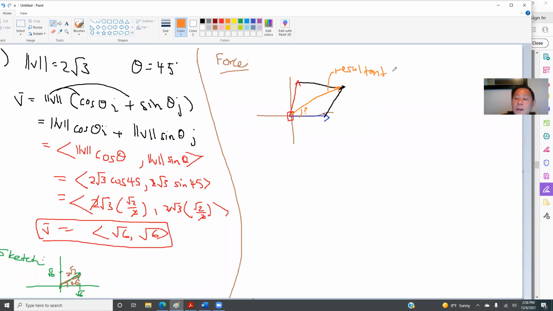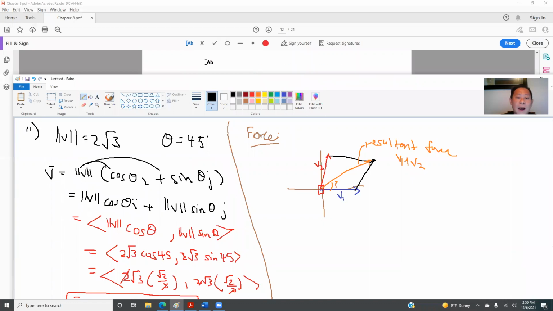Okay, so what is a resulting force? Resulting force is where you take your first vector and you add it with your second vector. So this is what we call your resulting force, V1 plus V2. This is used a lot in your physics class, when you try to move two things at one time and ask how heavy your force is in this case.